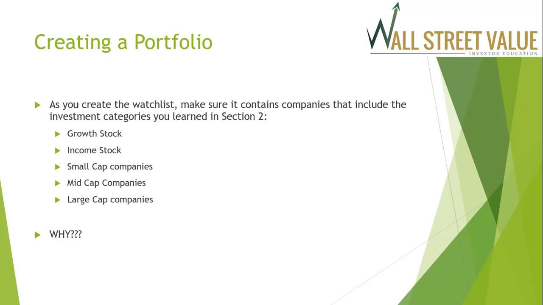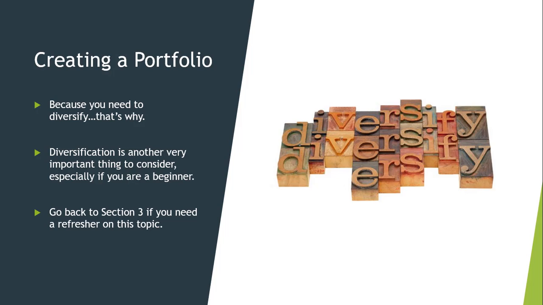As you create the watch list, make sure it contains companies that include the investment categories that you'll learn in Section 2. You want to include growth stock and income stock, and you don't want to put all these into large cap big names that you're familiar with. It's a very common mistake. You want to make sure you include small company stocks, mid-sized company stocks, and also the large caps. Why? Because you need to diversify.